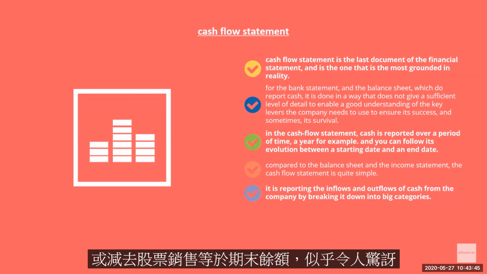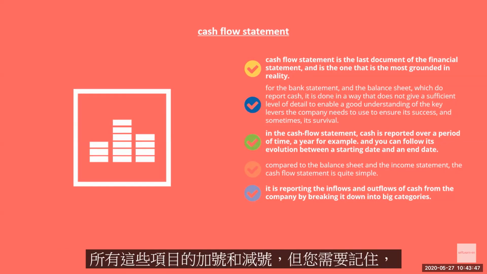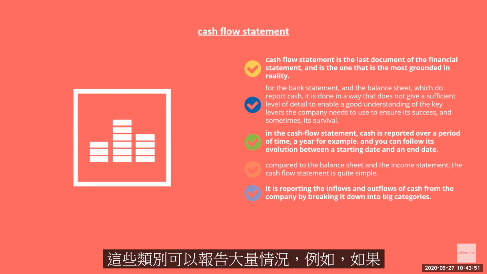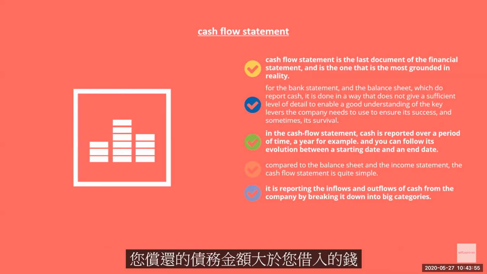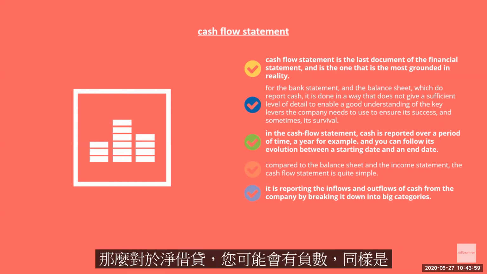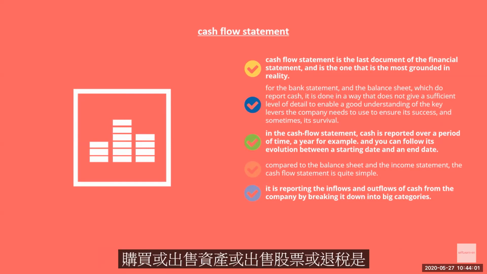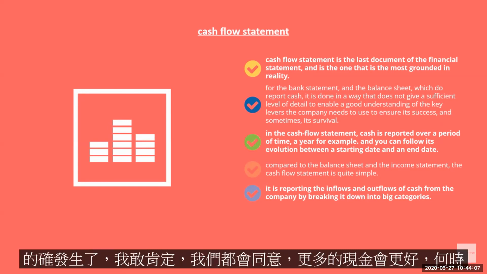It could seem surprising to have both plus and minus for all those items, but you need to remember that each of those categories can report a vast number of situations. For example, if the amount of debt that you're paying back is bigger than the money that you borrow, then you could have a negative amount for net borrowing. The same goes for purchasing or selling assets, selling or buying stock, or having a tax refund. Yes, it does happen.